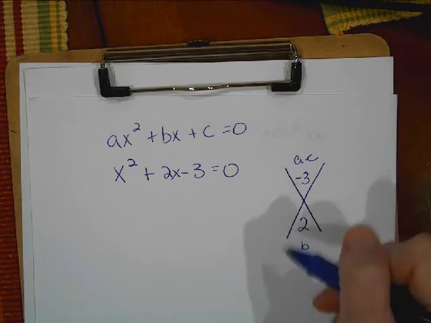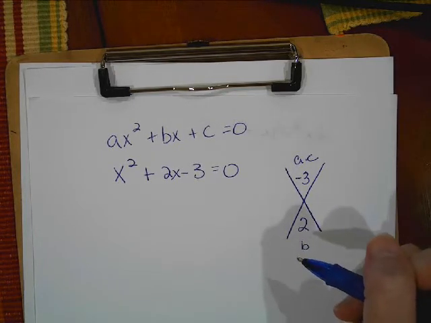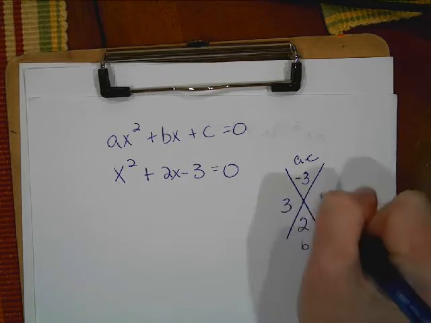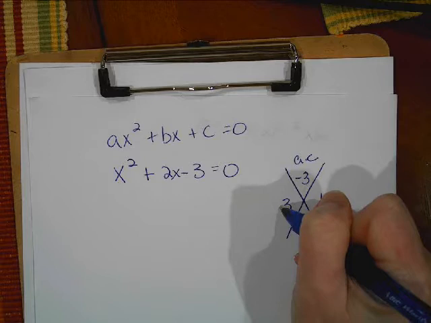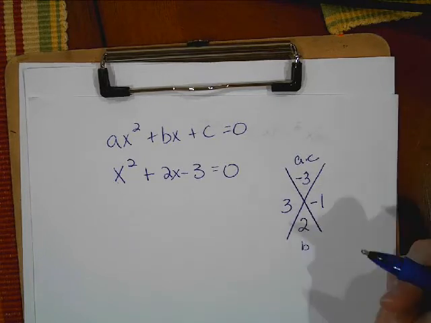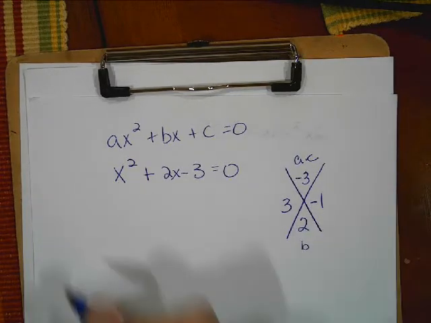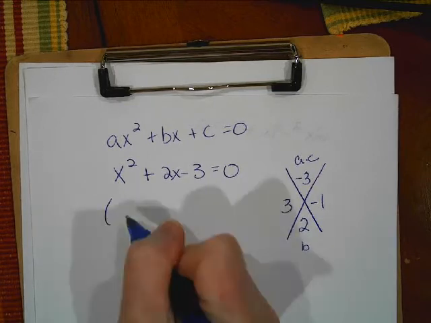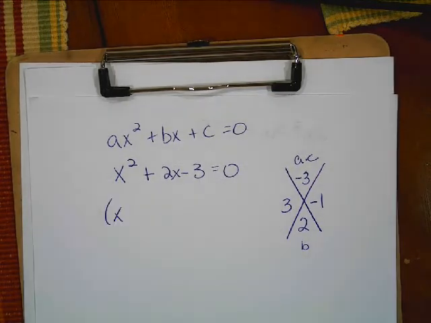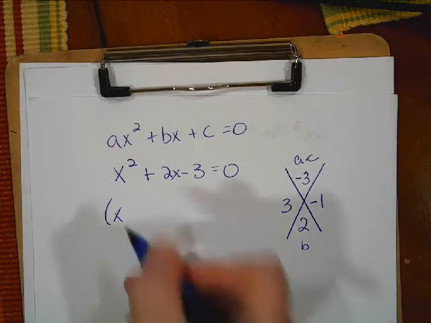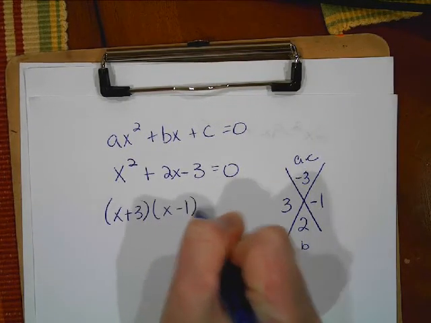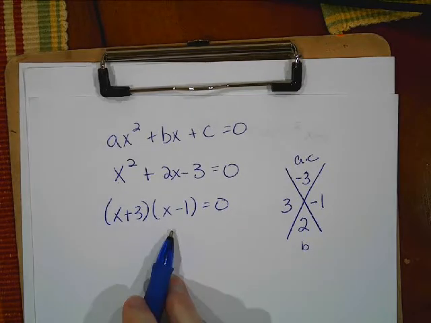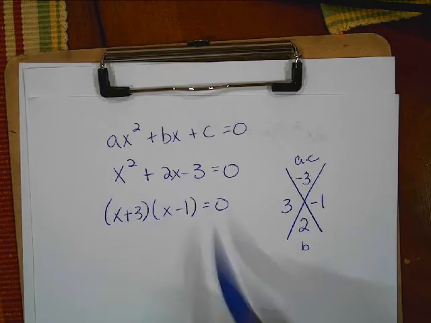Well, the only thing that multiplies to get to 3 is 3 and 1. And if we need a positive 2, this is going to be a positive 3 and a negative 1. So my factors are going to be, because we start out with x, because this was the beginning of an a of 1, x plus 3 and x minus 1 equals 0. If I FOIL that back together, I'm going to end up with this.